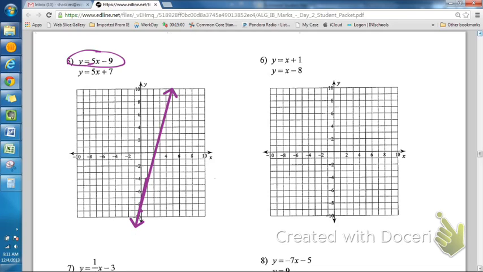Alright, and then I'm going to switch pen colors to blue to show you the second equation. This time the y-intercept is at +7. And our slope is 5 again, but if I go up 5, I go off the graph, so I need to do the opposite. So I go down 5, 2, 3, 4, 5, and back up 1 right here. Okay, and then I graph this.